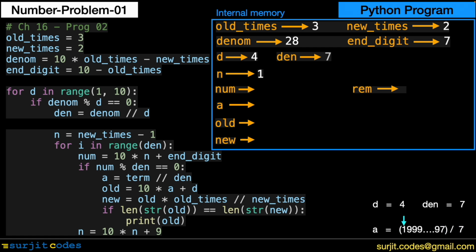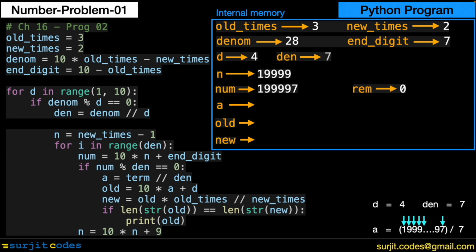Starting value of n is 1, for which num becomes 17. Its division by 7 gives 3 as remainder. For i equal to 1, n is 19 and num is 197. Remainder of 197 by 7 is 1, while for 1997 divided by 7, the remainder is 2.